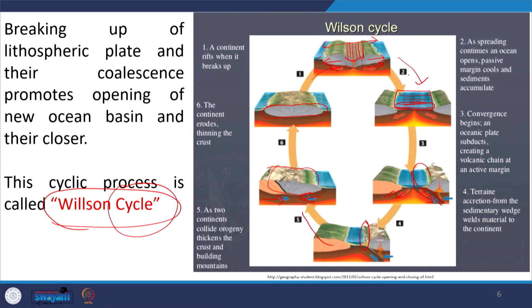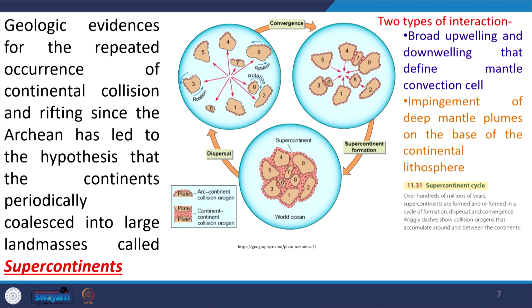Again there will be breakup, again there will be ocean basin development, and again there is a closure. So, this is a cyclic process which is going on, and this is called the Wilson cycle. And the geological evidences for the repeated occurrence of continental collision and rifting since the Archean has led to the hypothesis that these continents periodically collide to form large landmasses called supercontinent.